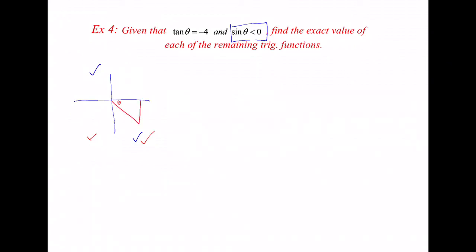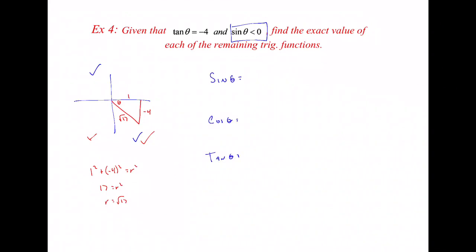Tangent, here's theta, so tangent is opposite, so that would be negative 4 over adjacent, which is 1. So negative 4 over 1, and that fits that sine of theta would also be less than 0, opposite over hypotenuse. So now that we have that information, we can figure out the rest of the triangle. So 1 squared plus negative 4 squared, that would be 17, is equal to r squared, so r is equal to the square root of 17. And now that you have all 3 sides, once again, you can find the remaining trig functions.